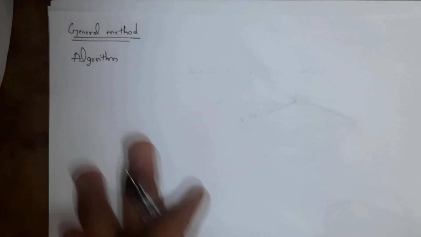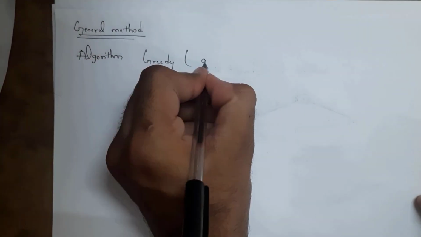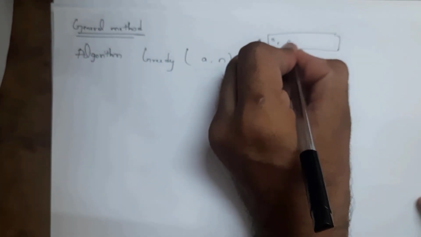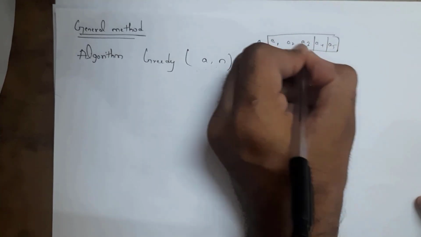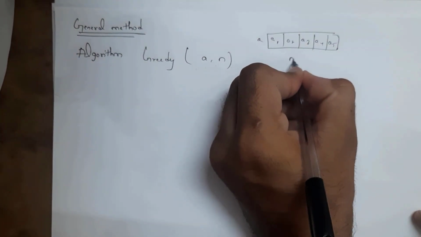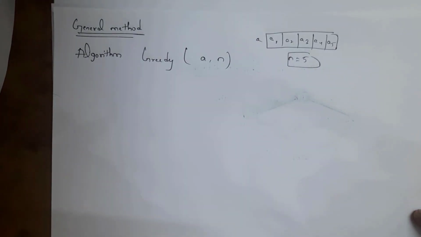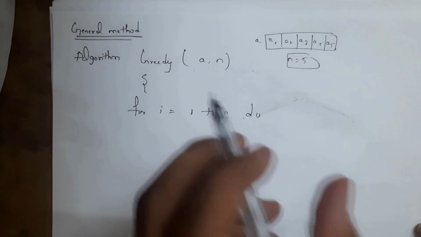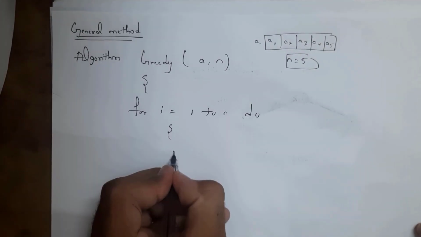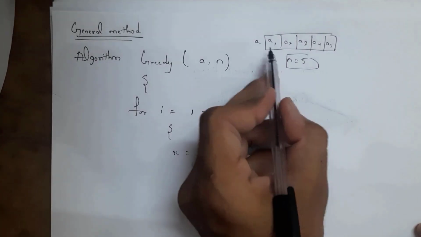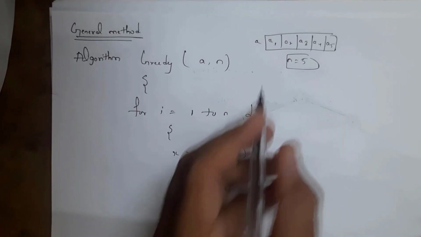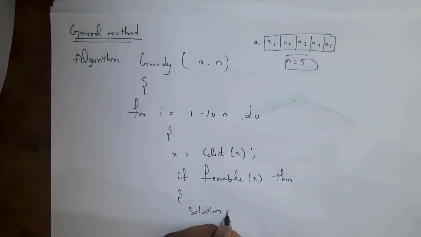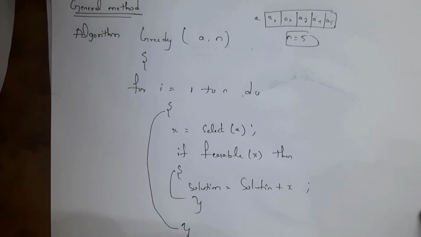Now I will write the general method. This is the algorithm for the greedy method, Greedy(a, n), where a is an array and n is the size of the array. For example, in an array there are 5 elements, a1, a2, a3, a4 and a5. Total there are 5 elements, so the size of the array is 5, n equals 5. For i equal to 1 to n do, the meaning of this is that in an array we can include n number of elements. So I wrote this: for i equal to 1 to n do, x equals select(a). We need to select each and every element in an array. If any of this value is feasible, then we need to include it in our solution. If Feasible(x), then solution equals solution plus x. I'm closing this, close this and close this.